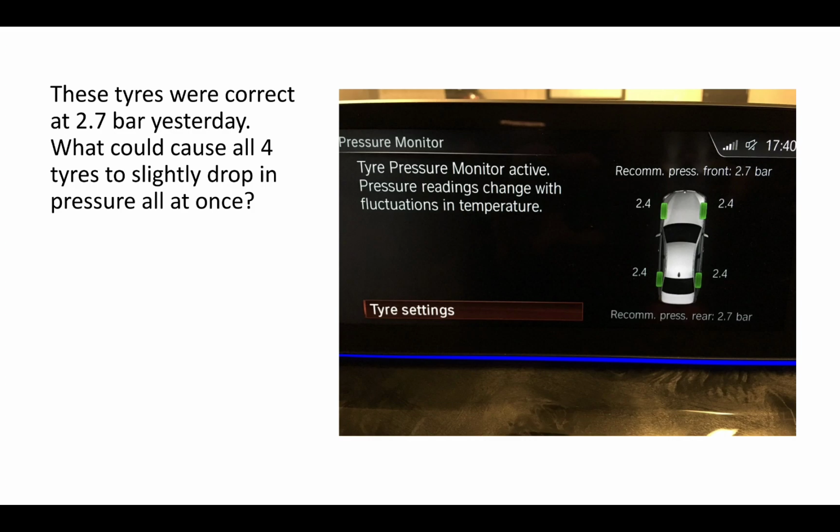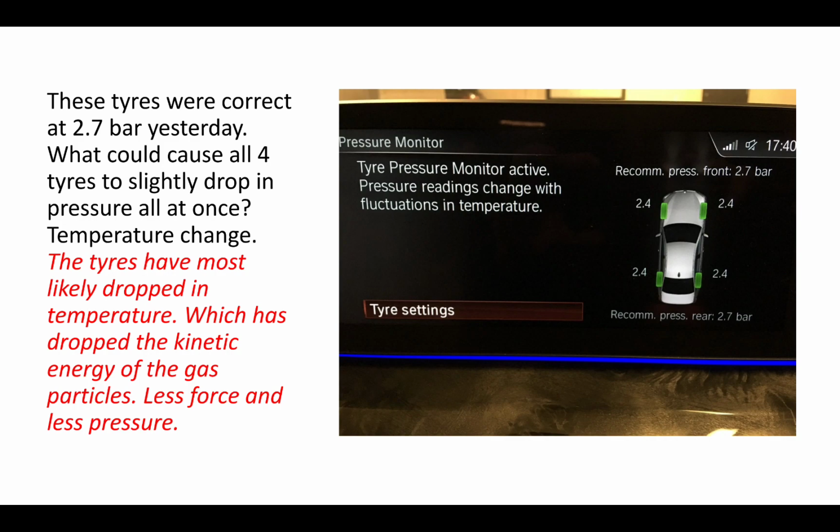So there's something for us to look at. So these tyres were correct yesterday at 2.7 bar. What do you think could cause all 4 tyres to slightly drop in pressure all at once? If you want to have a think about that, you can pause. So what could cause all 4 tyres to drop at once?